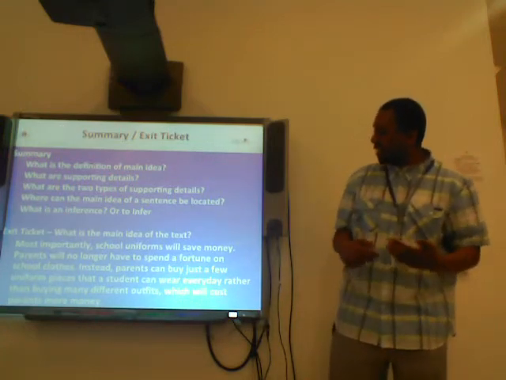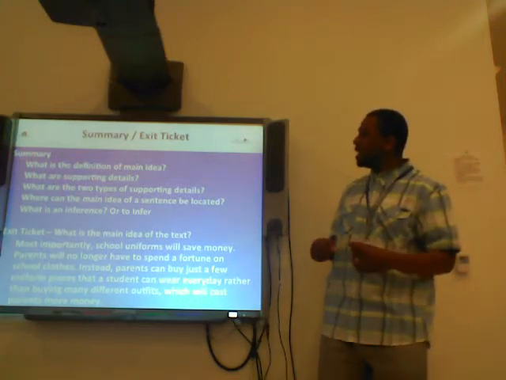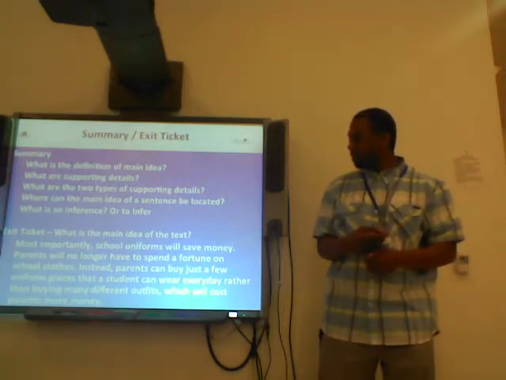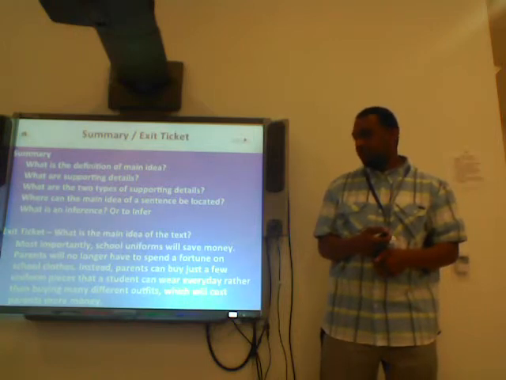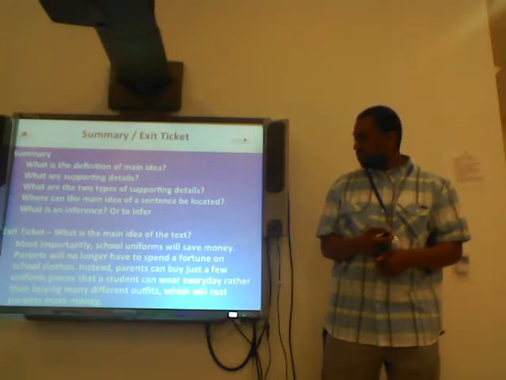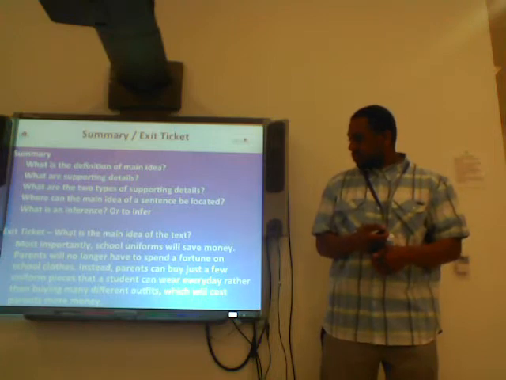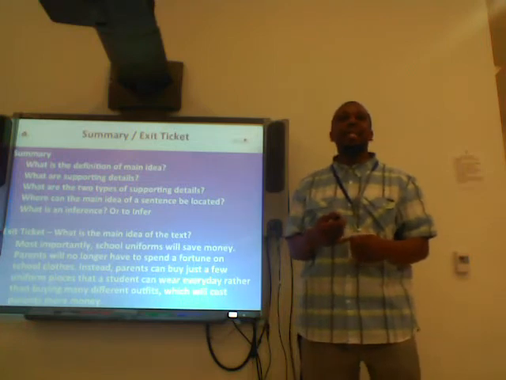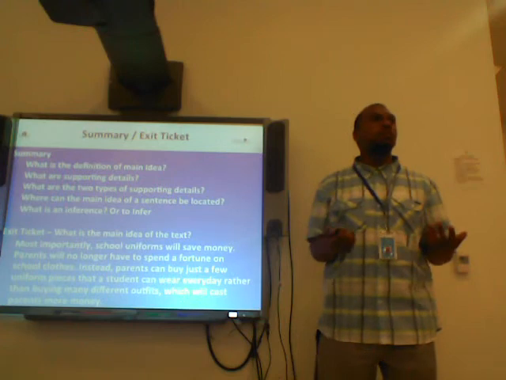All right, so let's look at our exit ticket. We're going to read the passage, and I just want you to simply be able to come up with the main idea of this passage based on what we discussed. Alicia, go ahead and read that for me, please. Most importantly, school uniforms will save money. Parents will no longer have to spend a portion on school clothes. Instead, parents can buy just a few uniform pieces that a student can wear every day, rather than buying many different outfits, which will cost parents more money. Very good. So what can we identify is the main idea of that text? Khadijah, yes. School uniforms will save money.